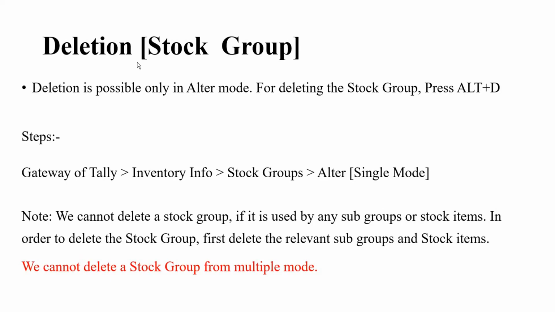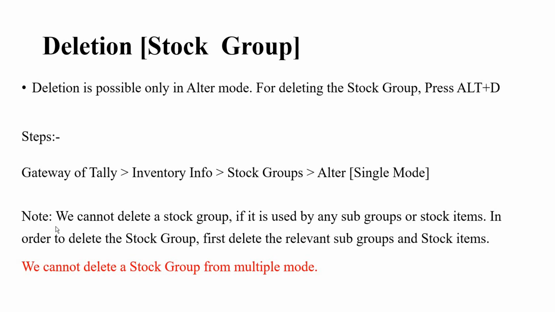Here comes the last option, that is how to delete the stock group. Deletion is possible only using the alter option, and that too using the single mode. To delete anything in Tally, we make use of a shortcut key that will be Alt plus D. D indicates here delete. The same way to delete the stock group also, we will be using the same shortcut key. Down the procedure is given here: Gateway of Tally, Masters, Inventory Info, Stock Groups, Alter and single mode.